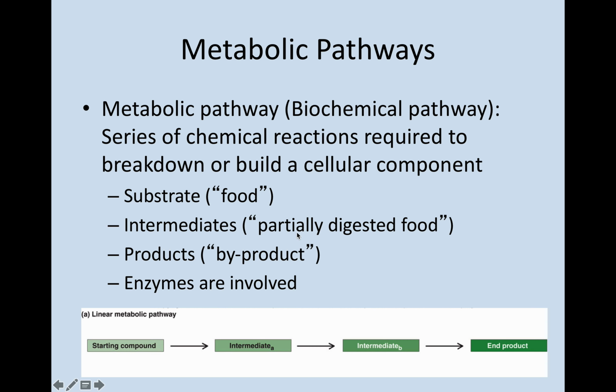So there's a substrate, which is basically like the food source. There are intermediates, which is when the molecule is slightly changed. And then there are products or byproducts, which is the end product overall. And with a metabolic pathway, where we have this arrow here, an enzyme would be involved in creating the intermediate from the starting compound.